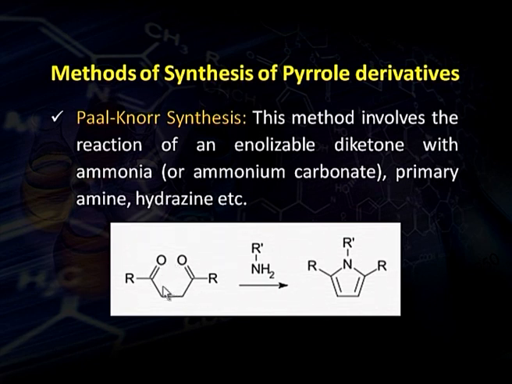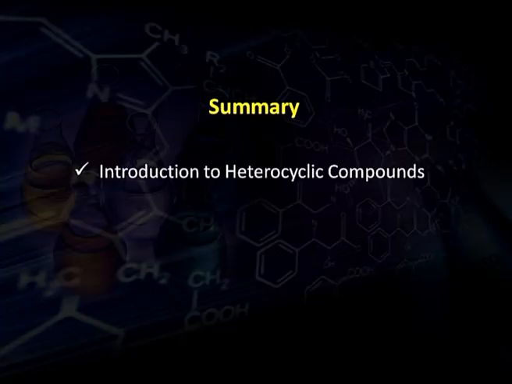This diketone is a 1,4-diketone. This diketone should be enolizable, that is, it can be converted into an enol, then only it will work in this method. So, these are some important methods for the synthesis of pyrrole derivatives, and we also went through the synthesis of pyrrole itself. So, today we discussed heterocyclic compounds.